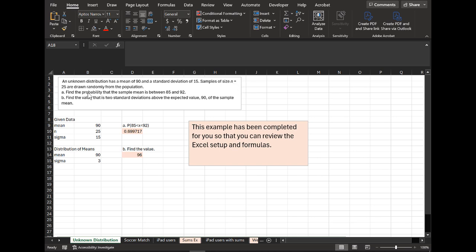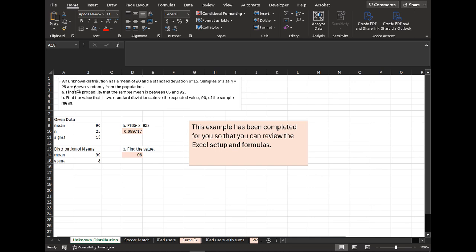Now, if you watch the video where I walked you through the central limit theorem and how we build up to it, you'll remember that we had that huge data set and then we started taking different sample sizes from it. This is what is happening here. So we're talking about sample sizes of 25.